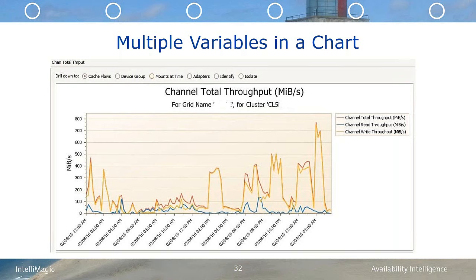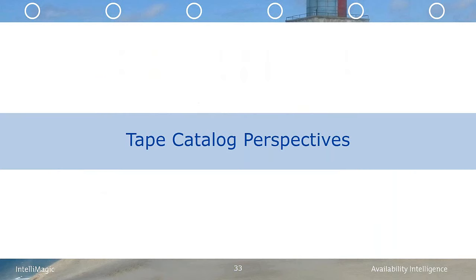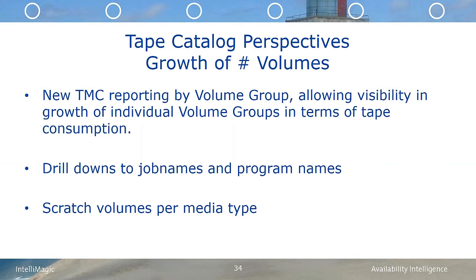Okay, now we're going to move into one thing that's been added with version 8.8, and that's some additional perspectives based upon the tape catalog itself. We're going to look at various TMC reporting by volume group. In our definition, a volume group is a tape workload.